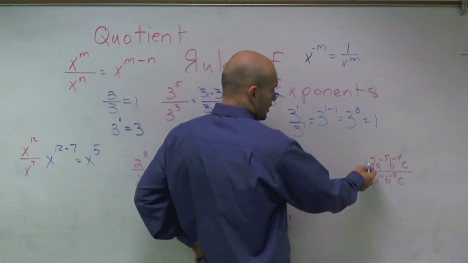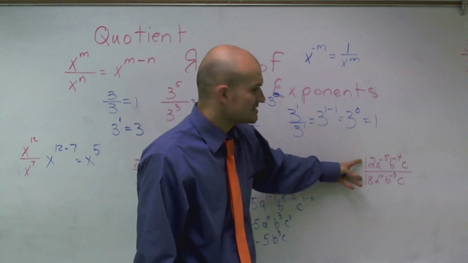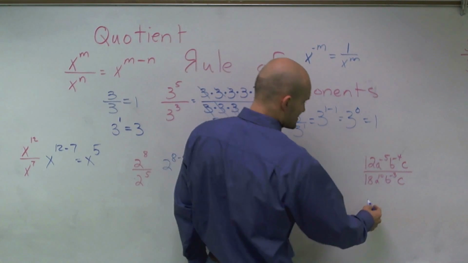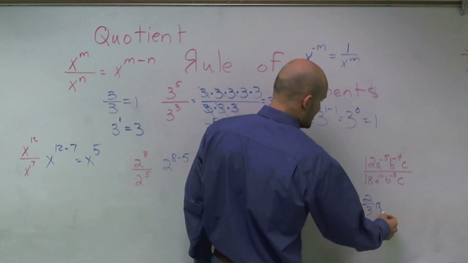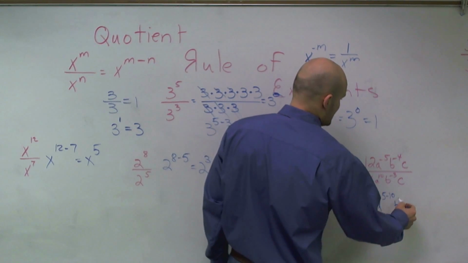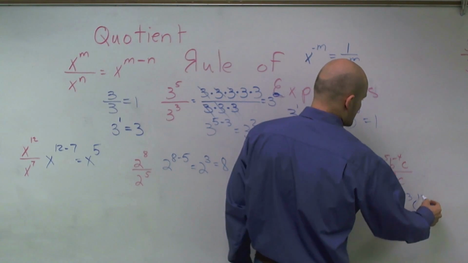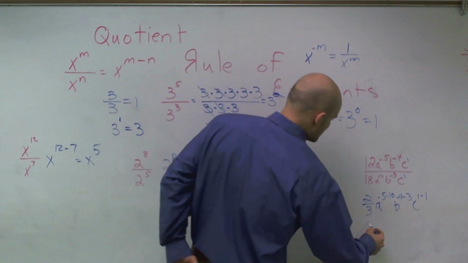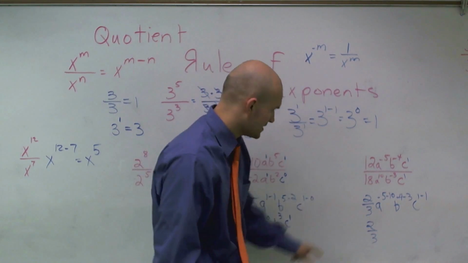So I'll have 12 divided by 18. Now 12 does not go into 18 evenly. However, this is a fraction that I can reduce. I notice that I can divide the top and bottom both by 6. So that's going to reduce down to 2/3. Then I'll have a to the negative 5 minus 10, b to the negative 4 minus 3, and c to the 1st minus the 1st.